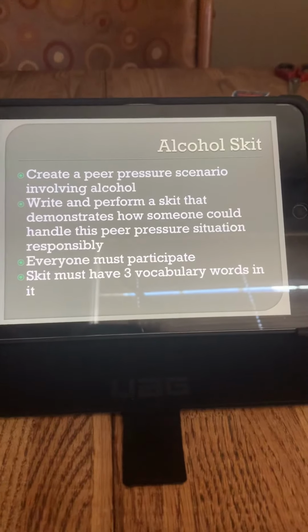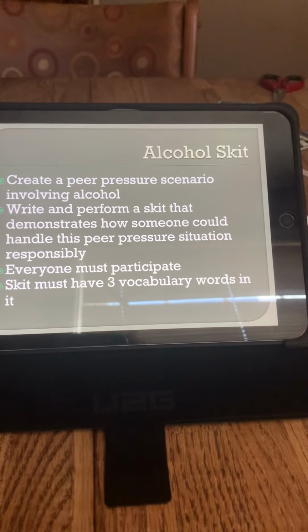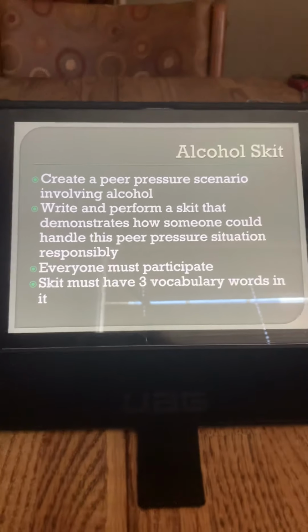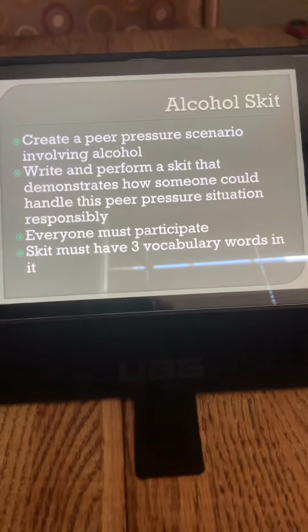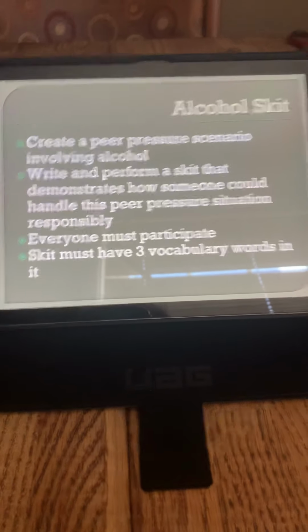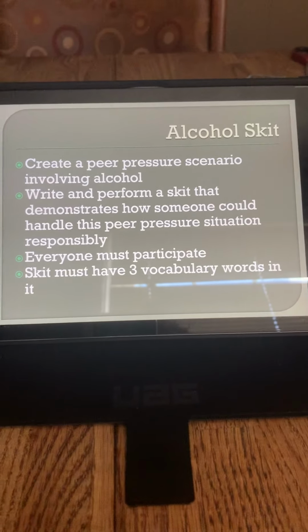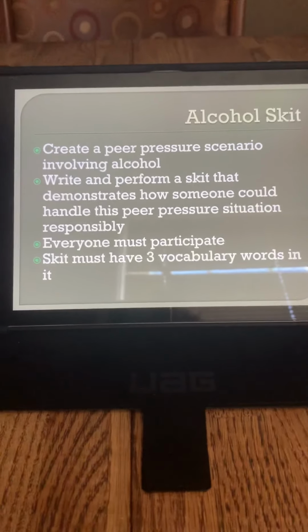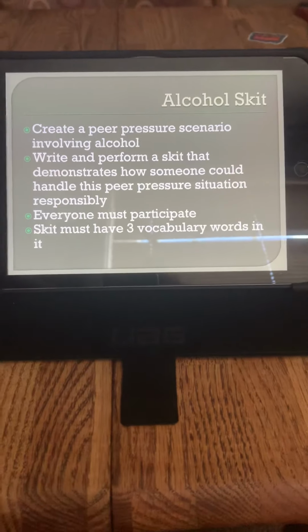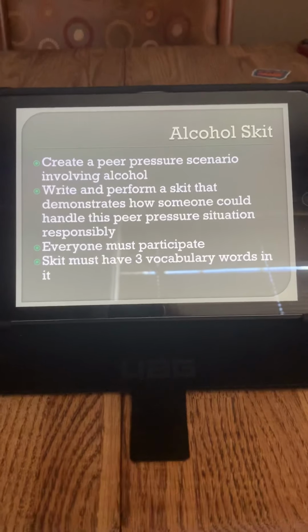To finish out this lesson, there's an alcohol skit where the students will be separated into small groups, probably about 4 or 5, and the group will create a peer pressure scenario that involves alcohol. The students will write out a whole skit and then perform it in front of the class and demonstrate how someone can handle this peer pressure responsibly. Everybody in the group must participate, and the skit must contain 3 vocabulary words that we would go over in the slide.